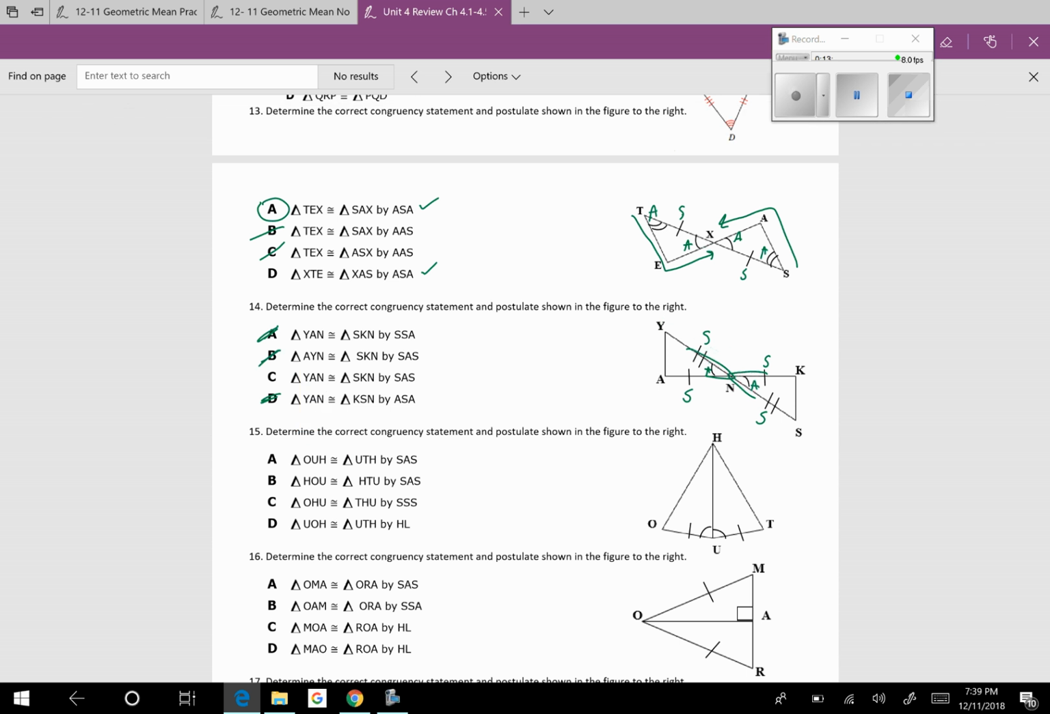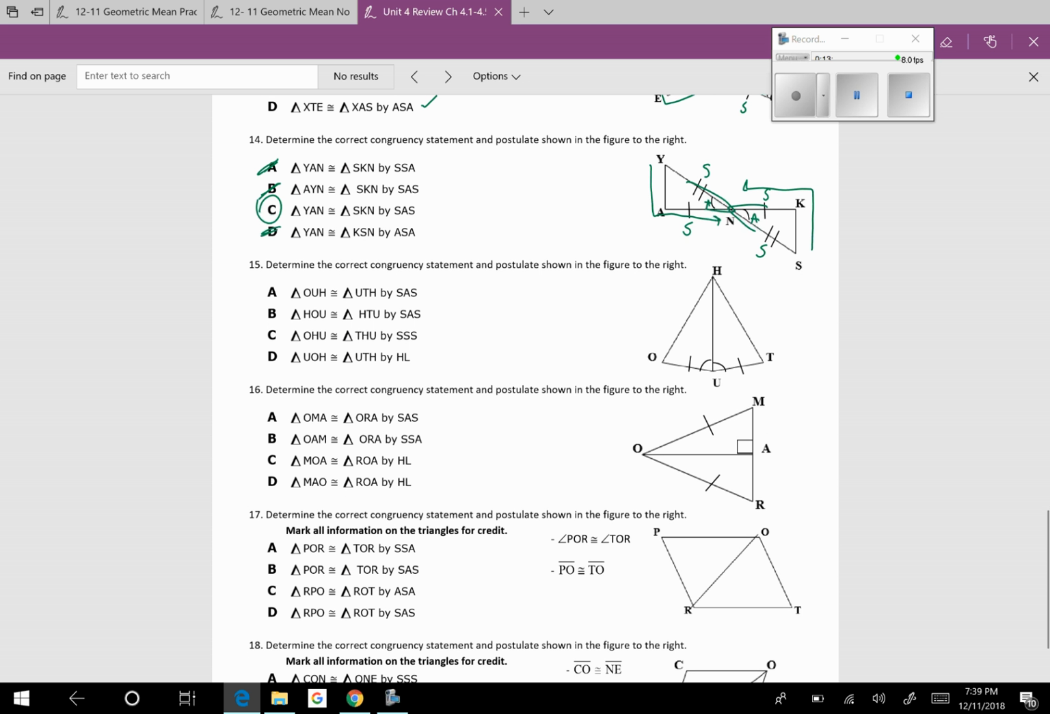So we can get rid of B. So now look at C, Y-A-N. So we're going on this outside corner. So that would have to be S-K-N. So do we go on the outside corner for S-K-N? Yes. So they match. All right, 15.